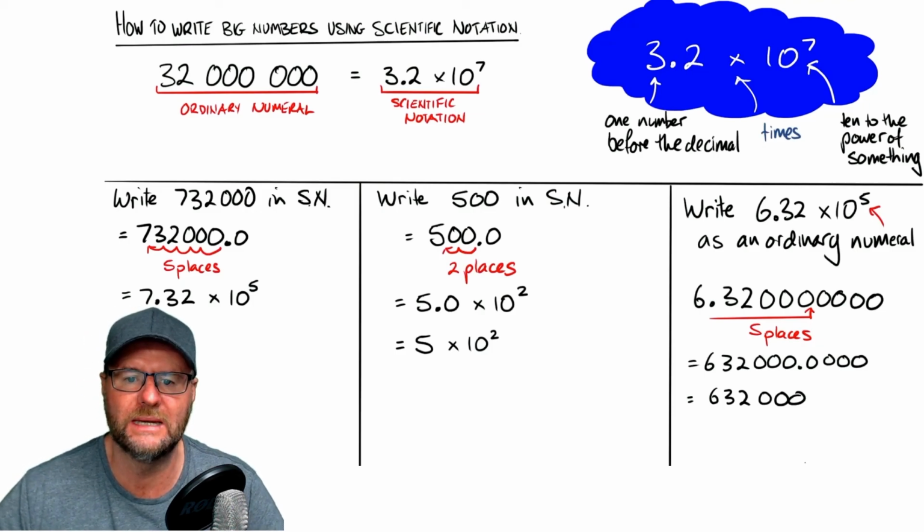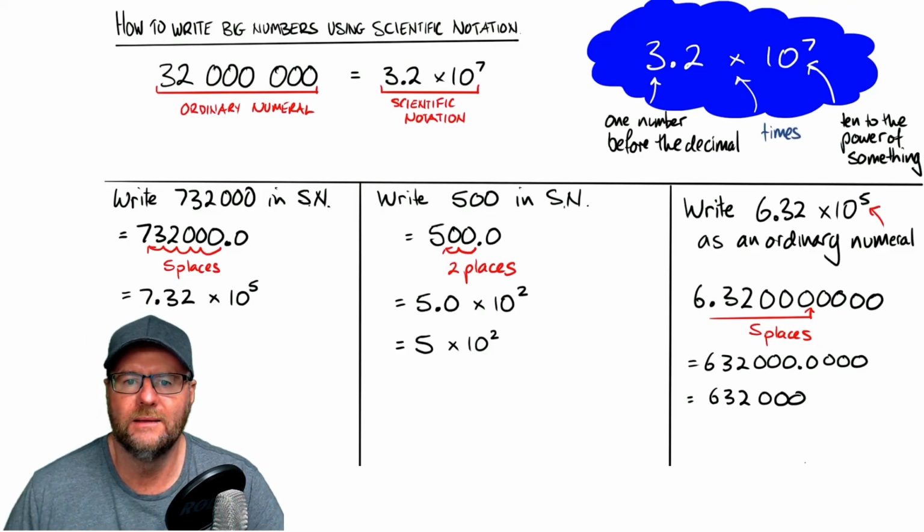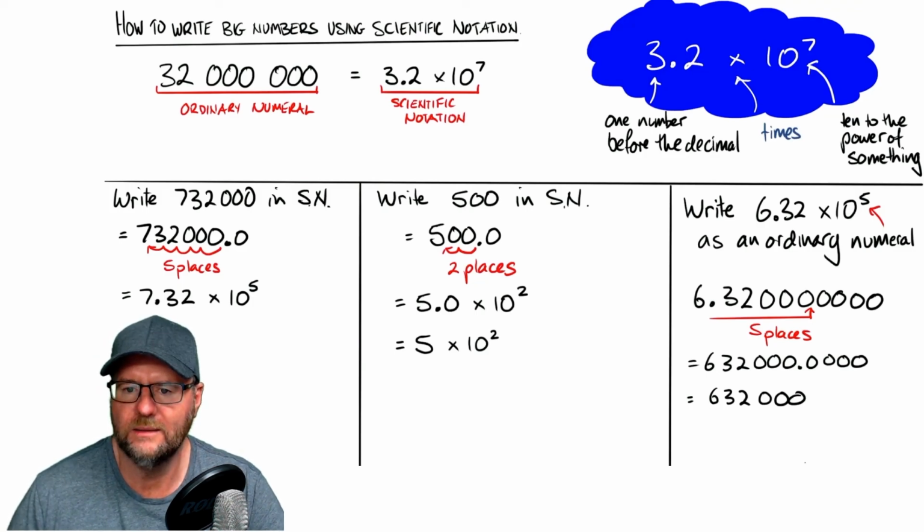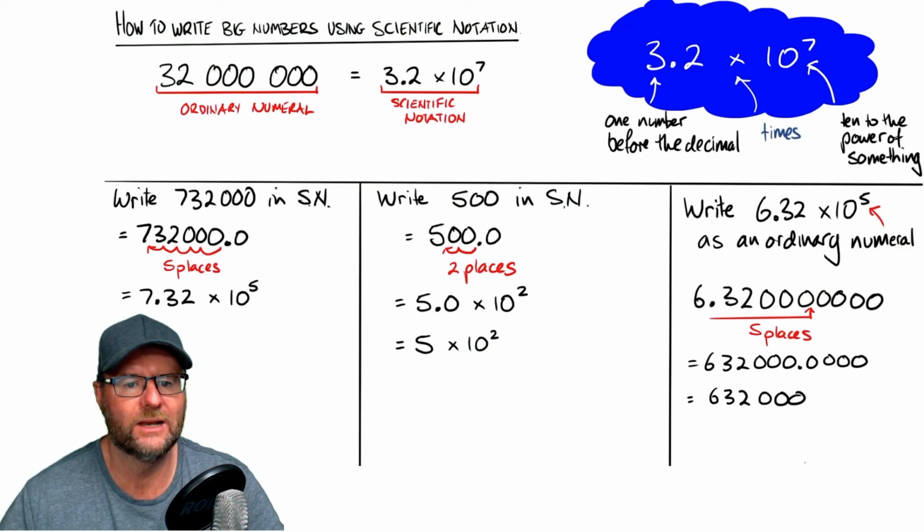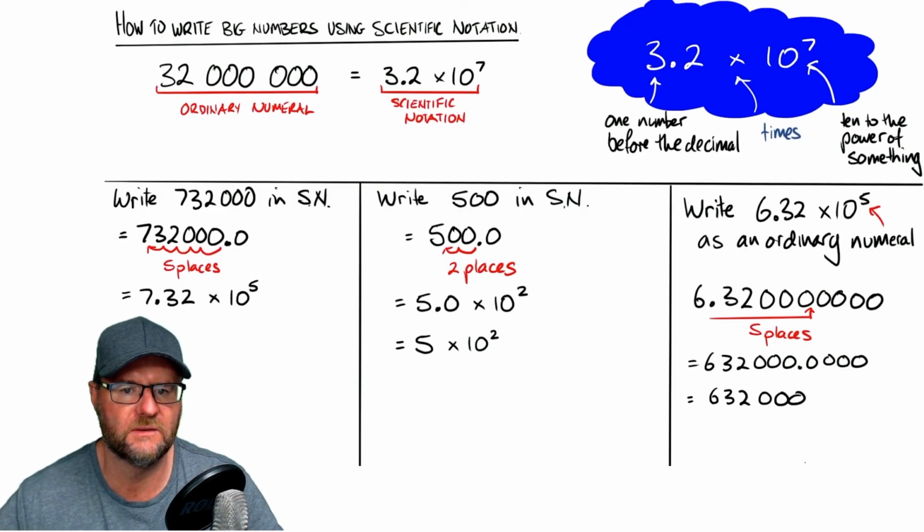That's how we write big numbers, or any number that is more than 1 gets written using this form. Now we're going to look in another video about how we can write scientific notation for really small numbers that are less than 1. Good job, well done.